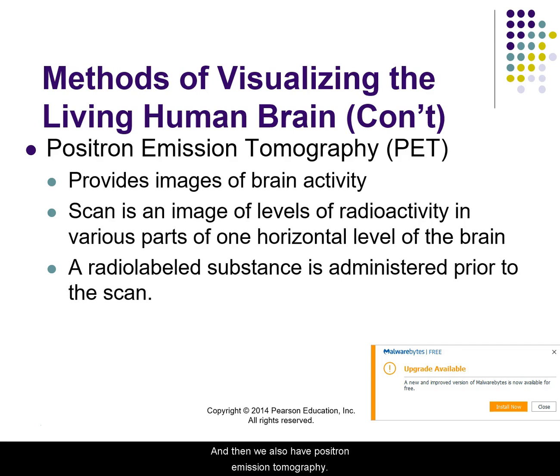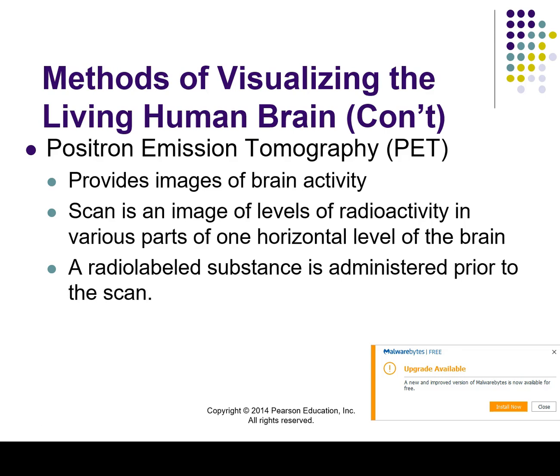Okay. And then we also have positron emission tomography, and these provide an image of brain activity. So what we've been looking at, the three that we've talked about so far, have all been just structural, nothing functional. But with a PET scan, the image shows levels of radioactivity in various parts of one horizontal level of the brain. A radio-labeled substance is administered prior to the scan. That substance is the 2-DG, is what they call it.